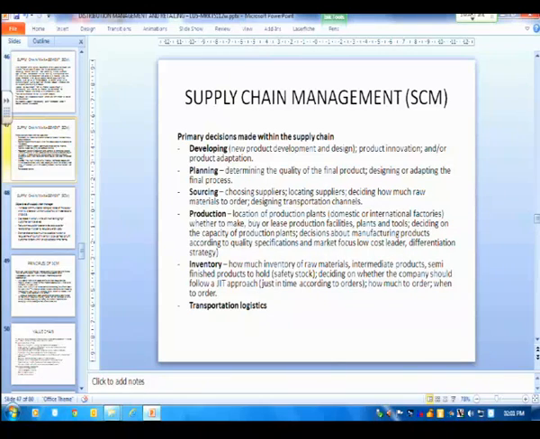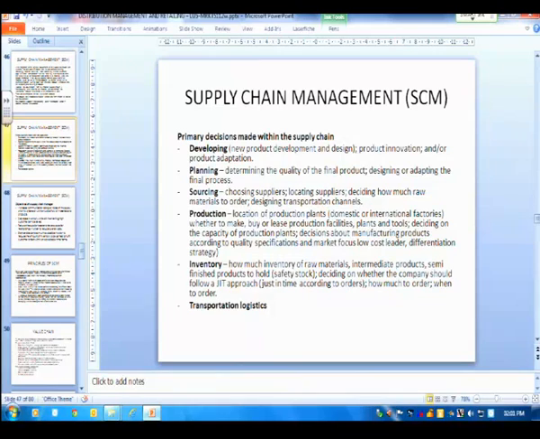Fourthly, production. This looks at the location of production plants, meaning domestic or international factories, whether to make, buy, or release production facilities, plants, and tools, deciding on the capacity of production plants, decisions about manufacturing products according to quality specifications, and make focus low-cost leader differentiation strategy.